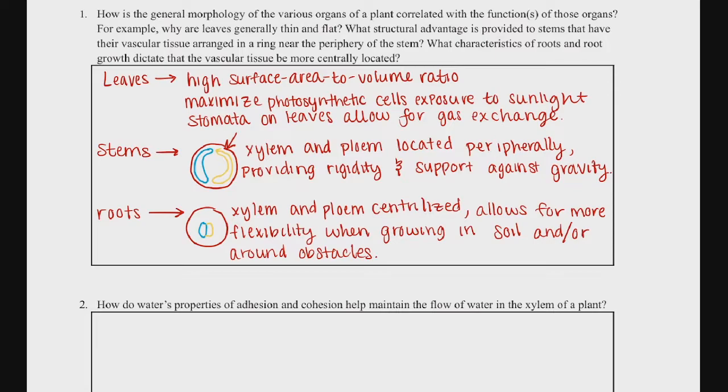Awesome. So that's just the general morphology correlated with the plant structure. We covered leaves, stem, roots, and where their tissues are found, why, and how it relates to function. Leaves have a very high surface area for gas exchange and photosynthetic cell exposure. Stems have xylem and phloem, and I just realized I forgot an H, phloem. Xylem and phloem are located peripherally, so that provides rigidity and support. And in roots, they're more centralized to allow for more flexibility.